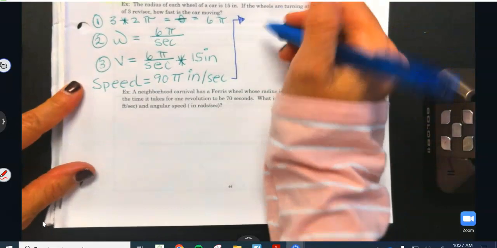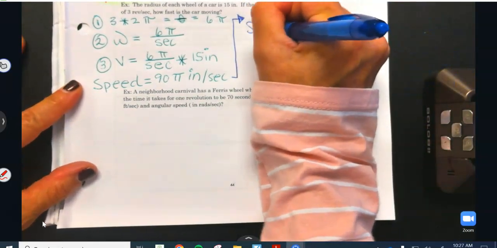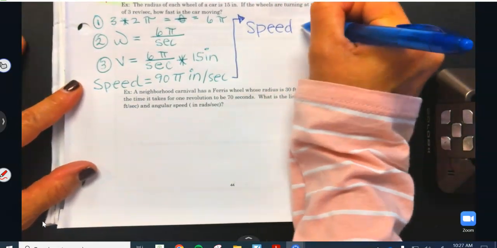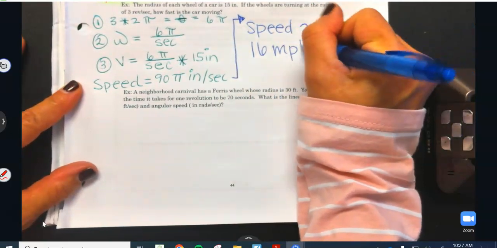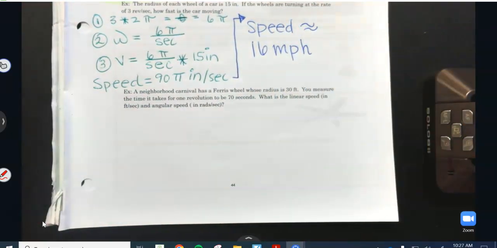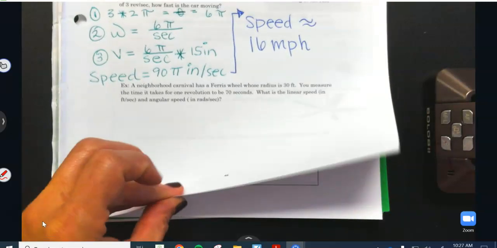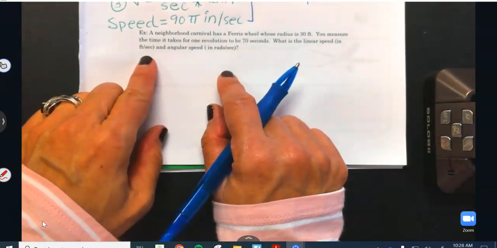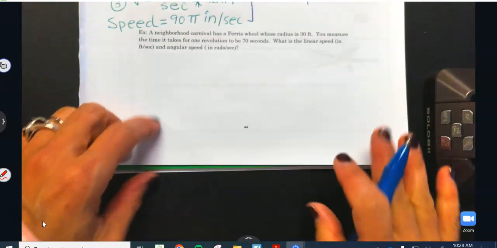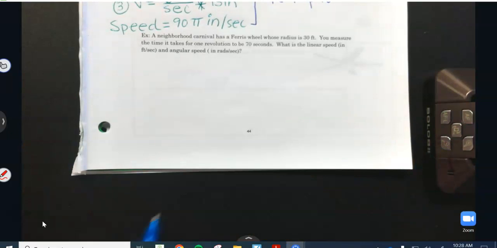Okay, so the speed, we rounded to 16 miles per hour. Any questions on that? All right, let's do it again. This is the only one where the time was not a single unit of measure. So let's for sure talk about this.